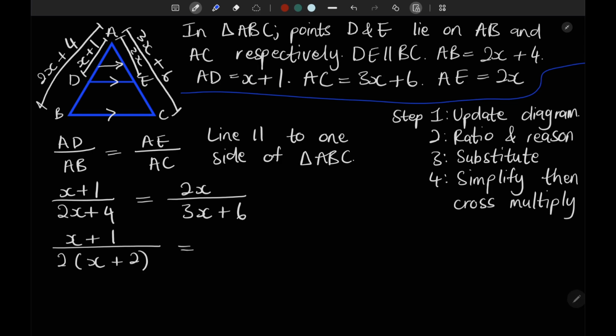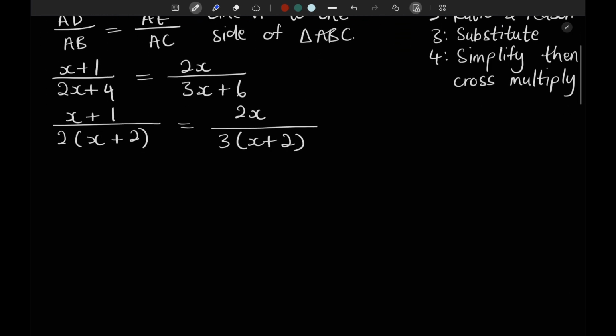Is equal to, there isn't much that we can do in the numerator, so we just write 2x as it is over 3x plus 6. What's the highest common factor? 3. You're left with x plus 2. So what's the next step? The denominators cancel each other. We can cancel x plus 2 and x plus 2. We'll be left with x plus 1 over 2 is equal to 2x over 3.